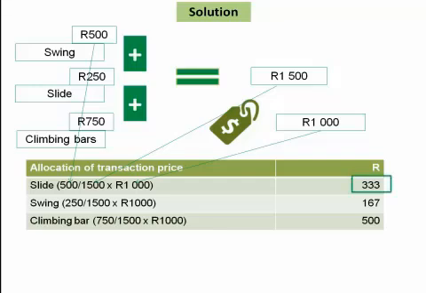Thus, 333 Rand to the slide, 167 Rand to the swing, and 500 Rand to the climbing bar. Revenue will be recognized at a point in time when control transfers to the customer. This will be discussed as part of Screencast 5.